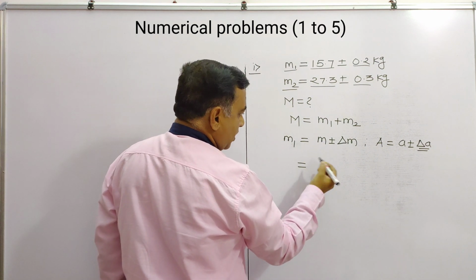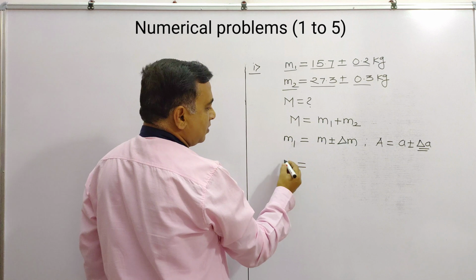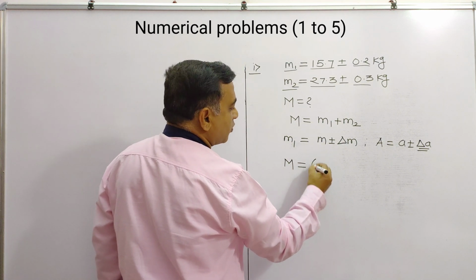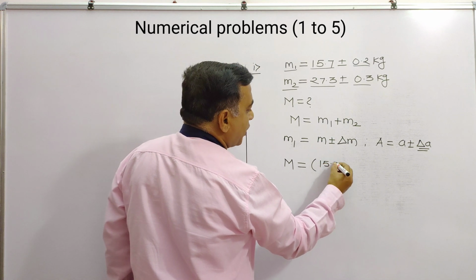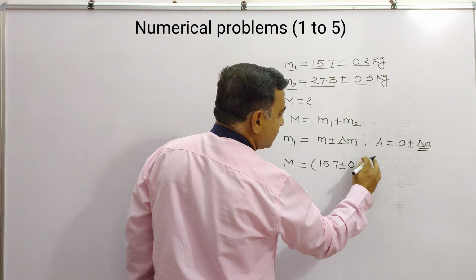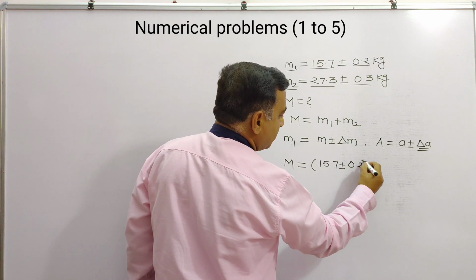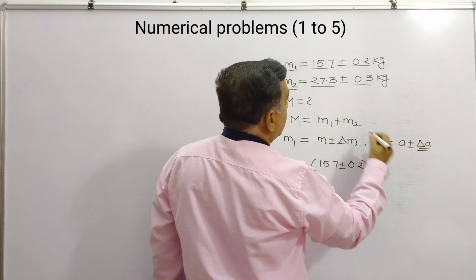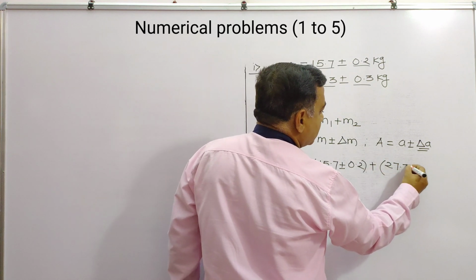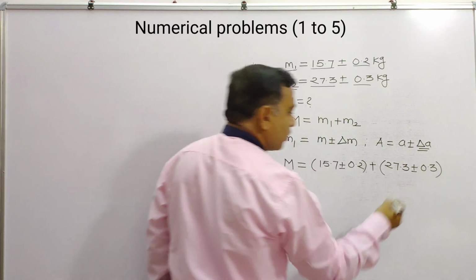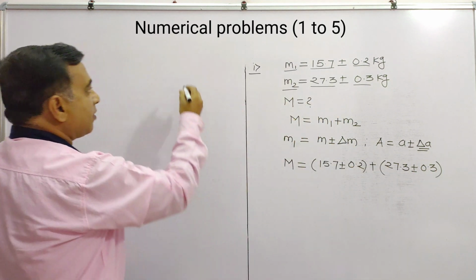Here, how to get the addition of that? Total M is equal to M1 plus M2, but I am going to write it in brackets: 15.7 plus or minus 0.2 kilogram, not going to write that kilogram, plus 27.3 plus or minus 0.3 kilogram. So accordingly I am going to add.